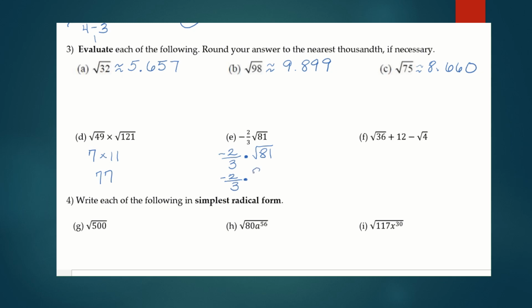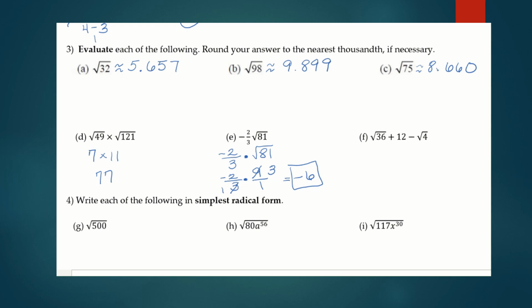So negative 2/3 times 9. Now I'm going to turn 9 into a fraction just to make this multiplication a little easier. 3 goes into 9 3 times. And when simplified, I get negative 6.